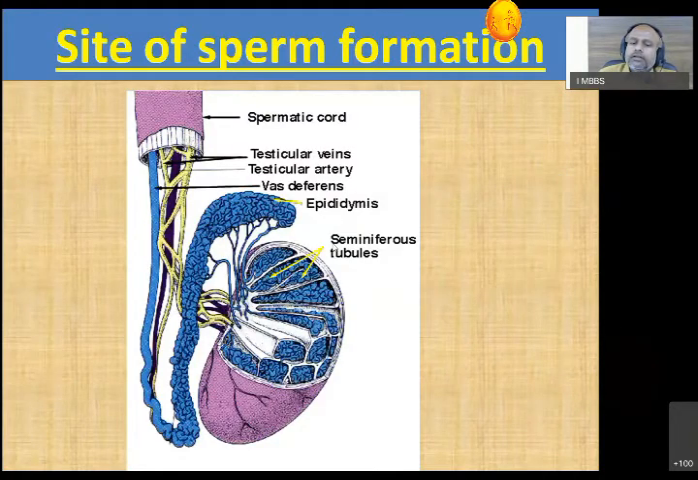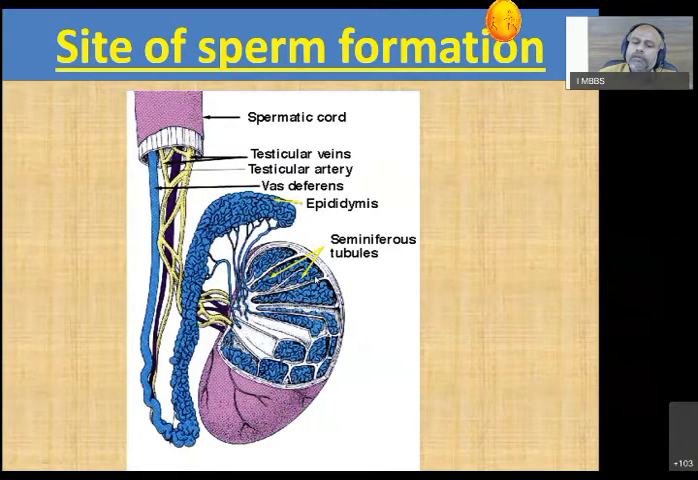Here, these are the factories where the sperms are formed. They are called seminiferous tubules. In near about 300 compartments of this testis, we have 2 to 3 seminiferous tubules each. Near about 900 seminiferous tubules are present in a single testis. Both testes will contain 1800 seminiferous tubules.